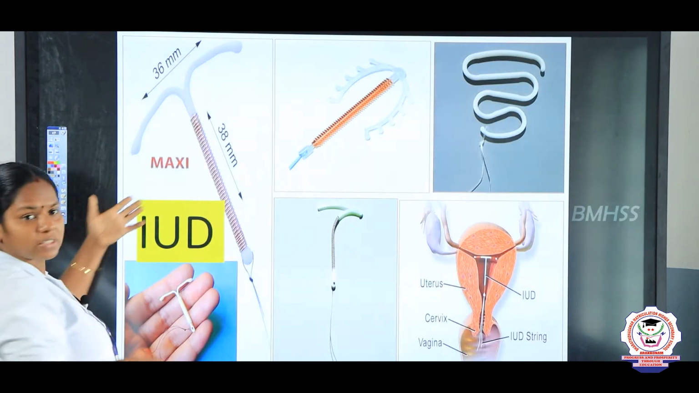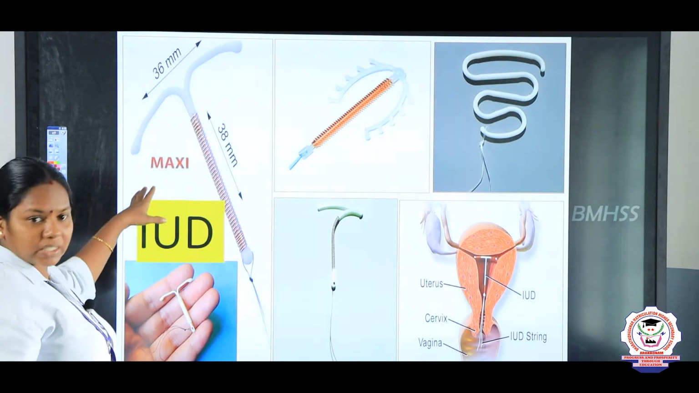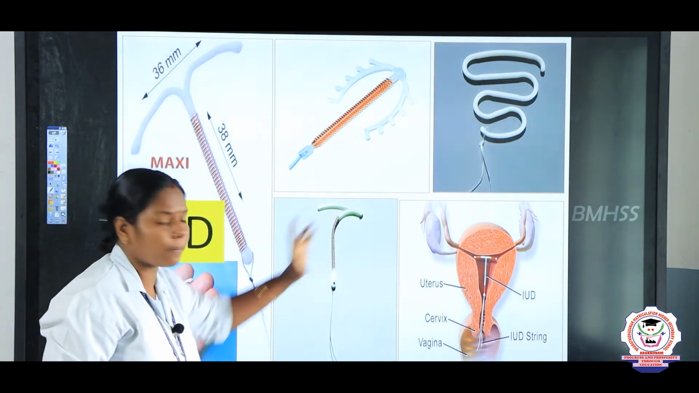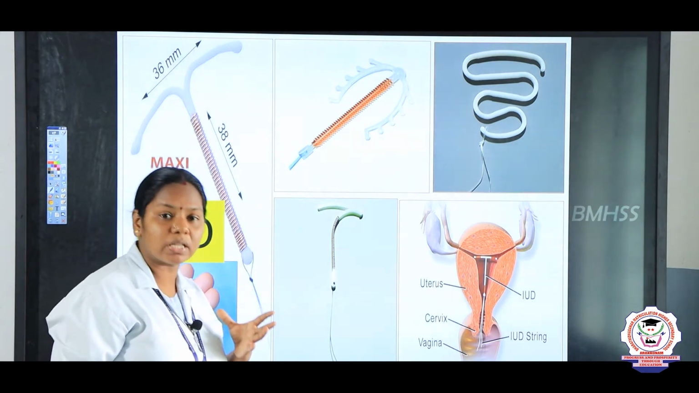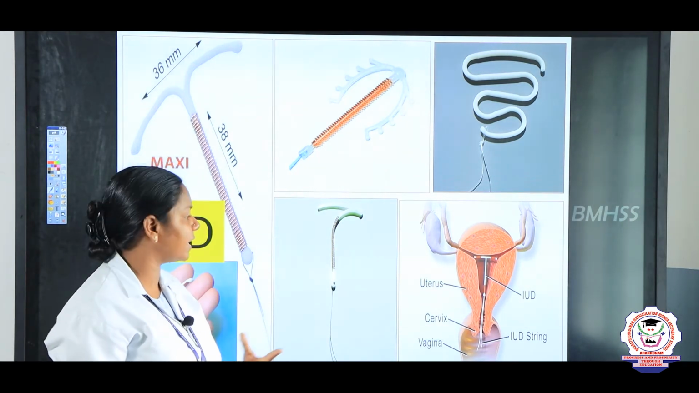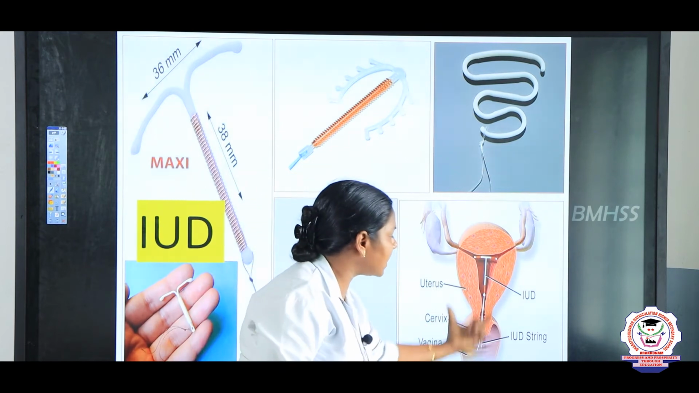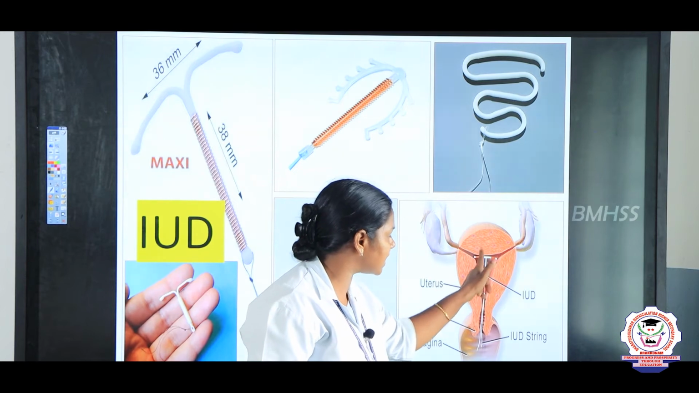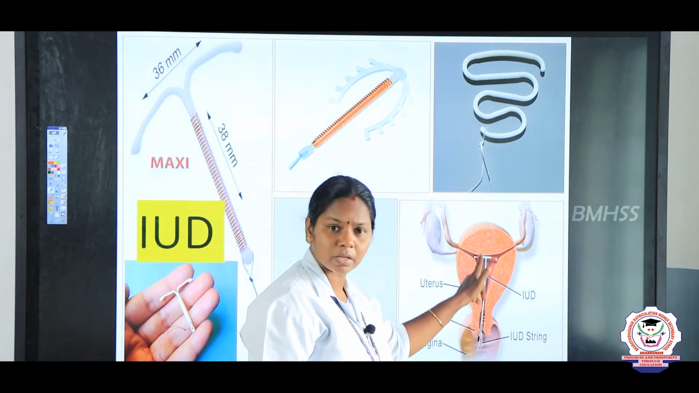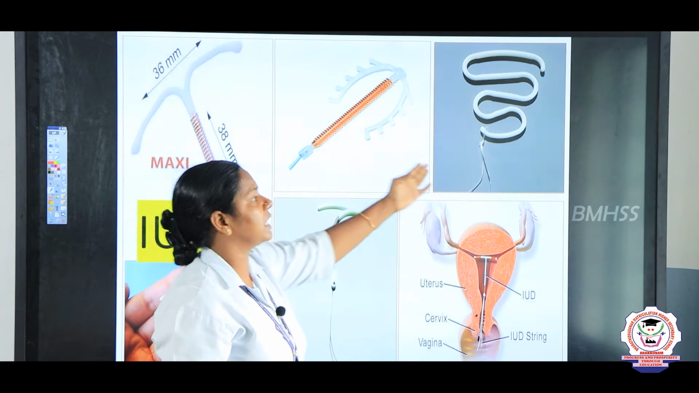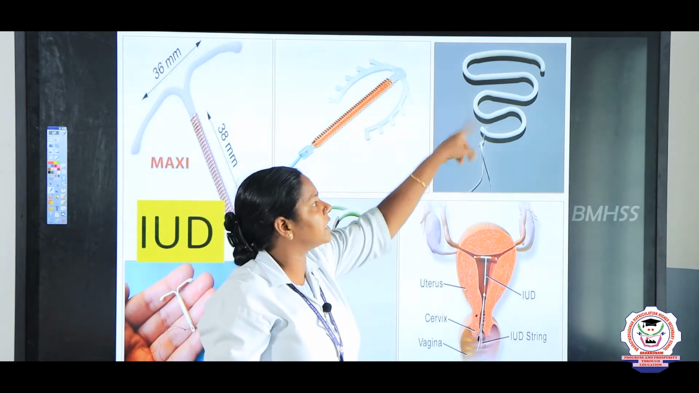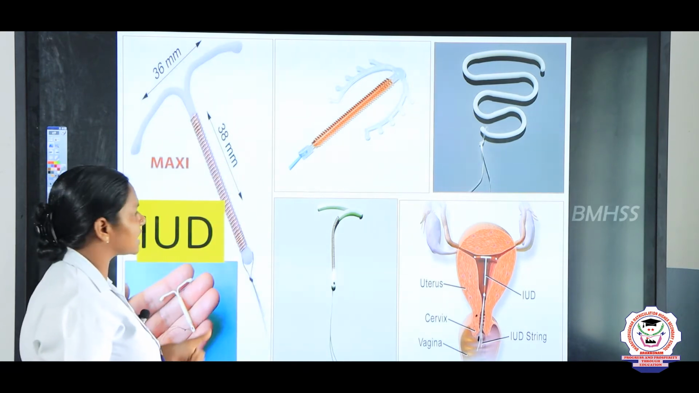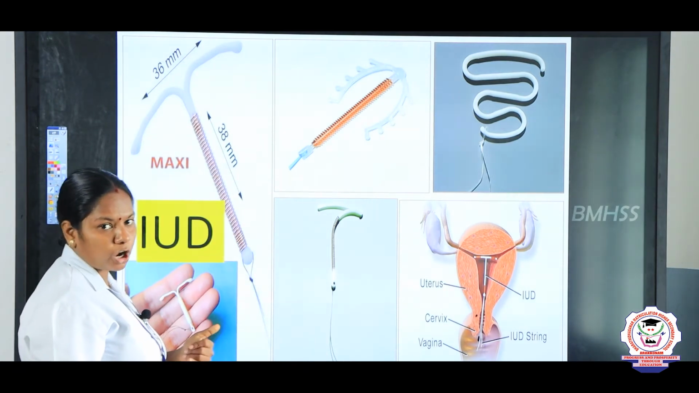This is the image of some of the IUDs, children. It is a copper T, right? Various copper T's are there, depending on the amount of copper present in it. This is how the copper T is inserted into the uterus. Just look at this, children. And there is the Lippes loop, which is in the shape of an inverted S. Lippes loop and copper T. Now, let us discuss different types of copper T's.